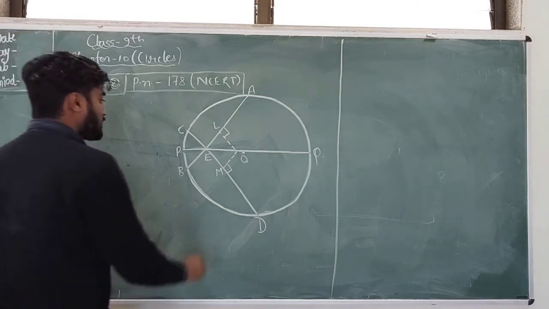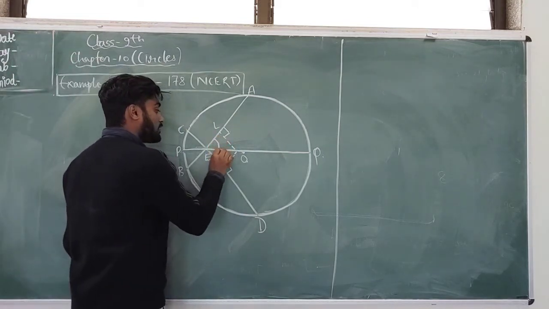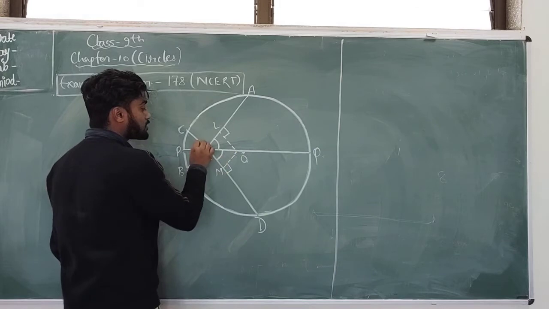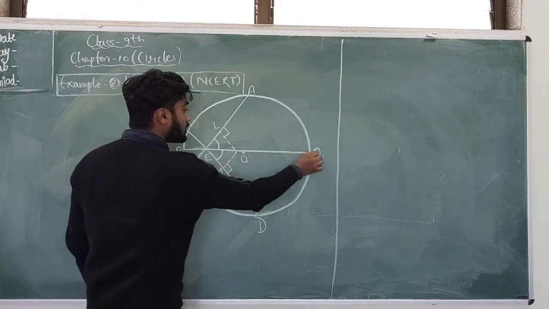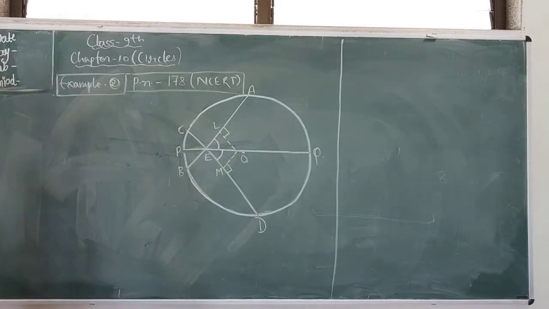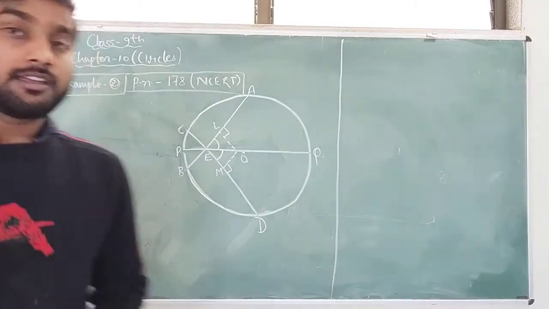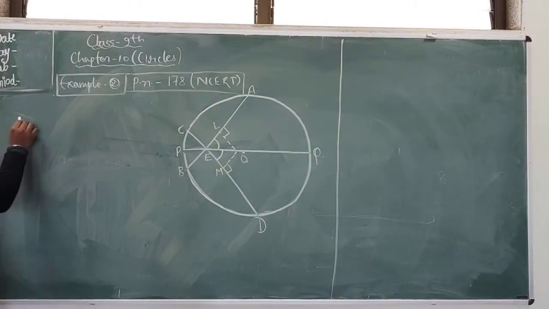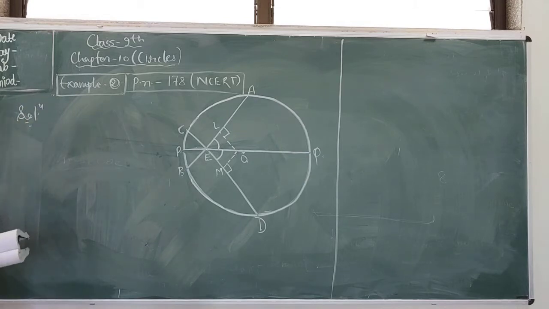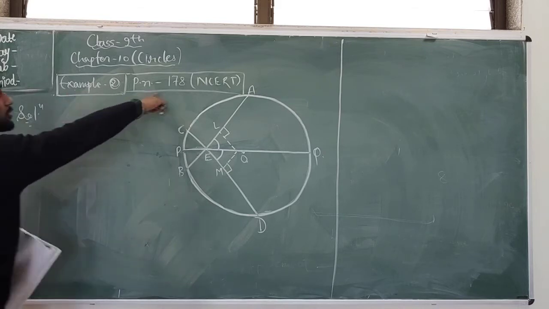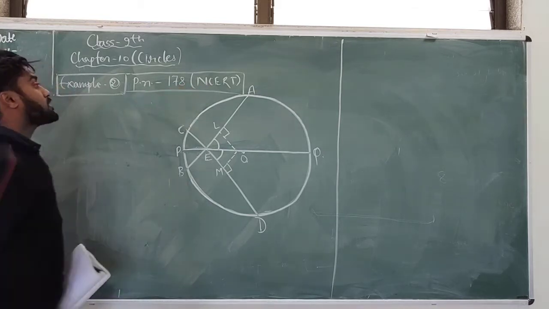One more thing is given in the question: the angles that the chords make with the diameter are equal. So in the solution we will start with the given part. I am going to start the solution directly. You can see the question on page number 178 of the NCERT book.